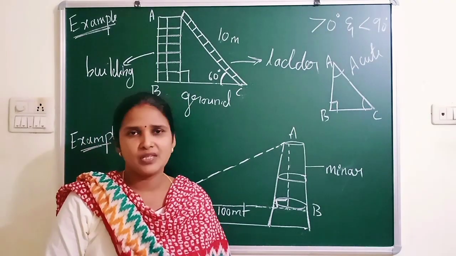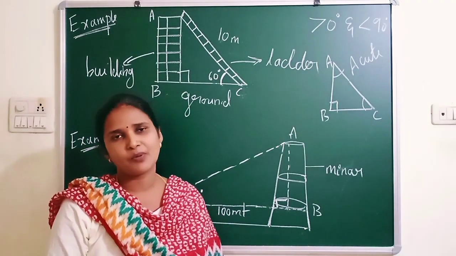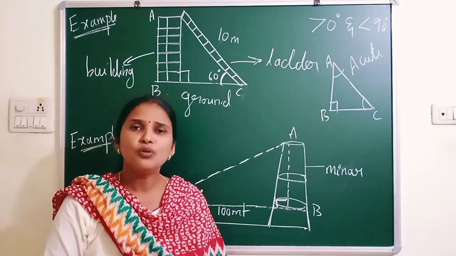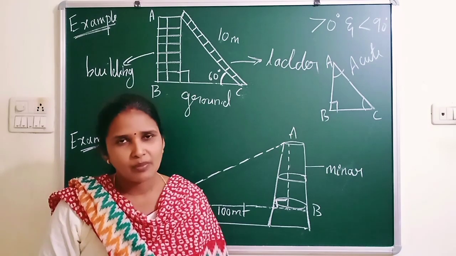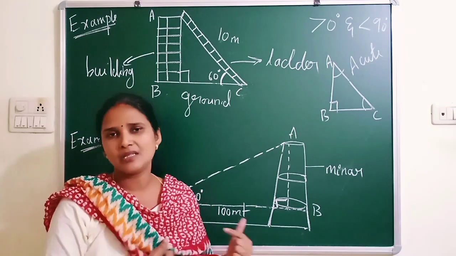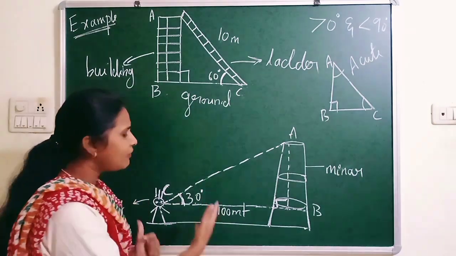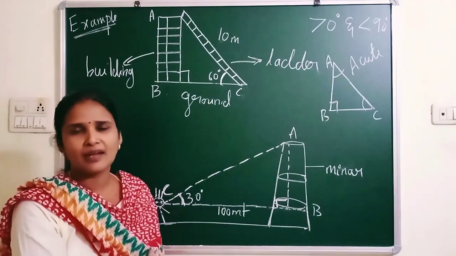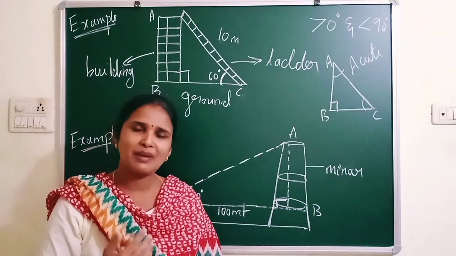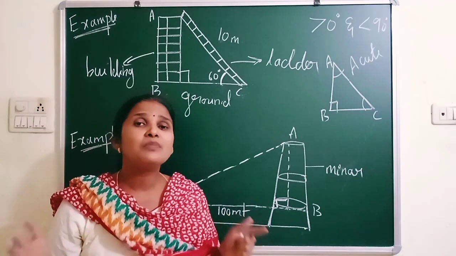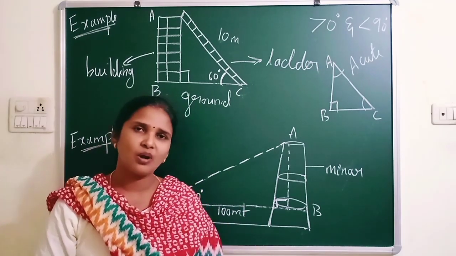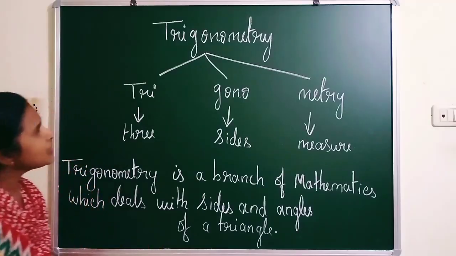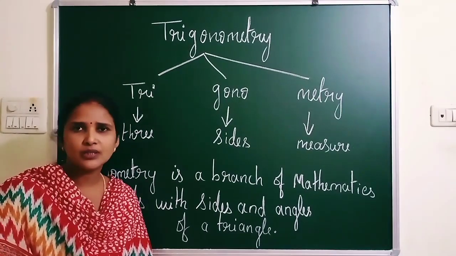So to solve these types of situations, a new branch of mathematics is introduced that is called trigonometry. To solve all these where we know only one side and one acute angle, we need some mathematical techniques, which come under a new branch of mathematics called trigonometry. Now let me explain the exact meaning of trigonometry.